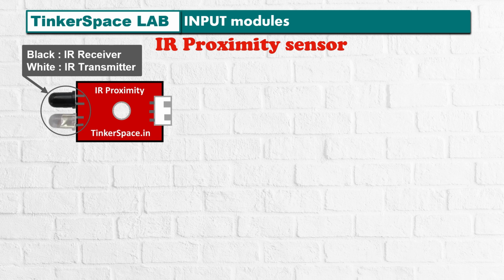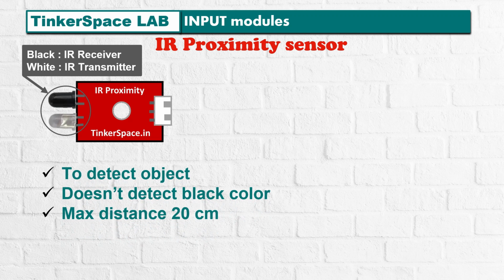However, this sensor has a limitation. It cannot detect black objects because they absorb infrared light instead of reflecting it. It works within a range of up to 20 centimeters.